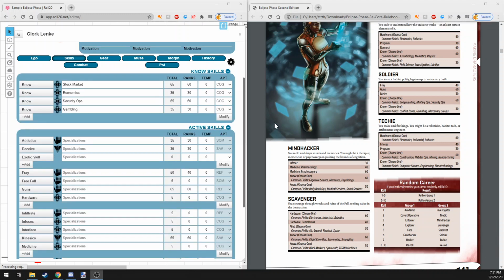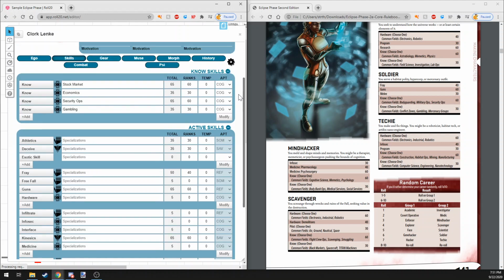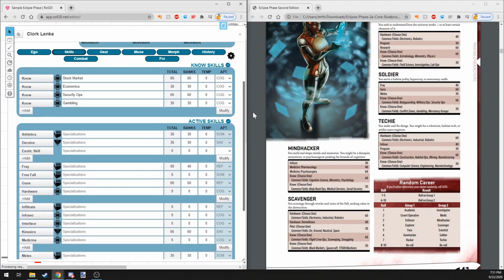And I just finished, so you can look. I got 40 points in fray, 60 points in guns, which is a lot, 30 in melee, and then I got 2 more knowledges, which I chose security ops and gambling. The idea being that if I'm an assassin, I might have to sneak by security, so it would be helpful to kind of know about different security operations.